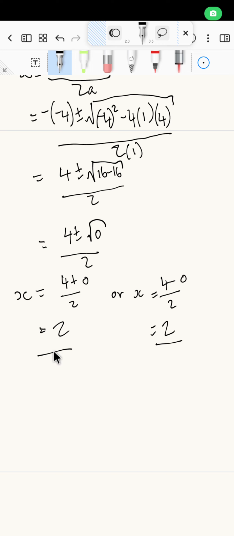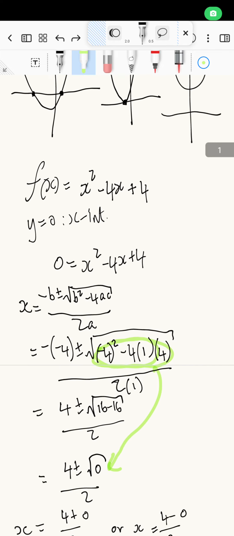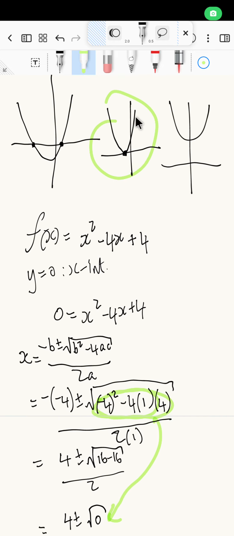When do you get one answer? You get one answer when all of this stuff, let's see the stuff over here, what did it give you? It produced a 0. If that stuff gives you a 0, you end up with one answer like you do over here. So again, if that stuff equals 0, then your picture looks like this.